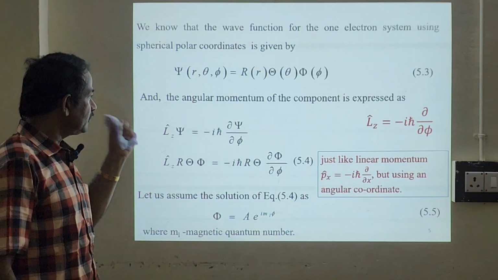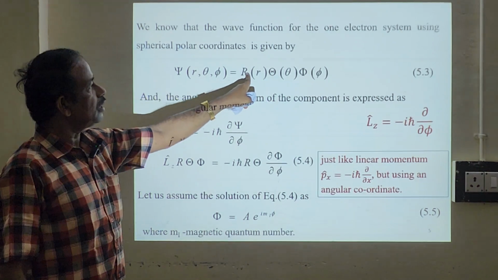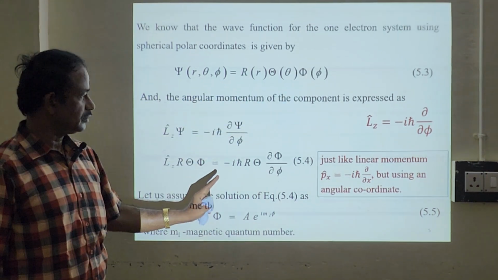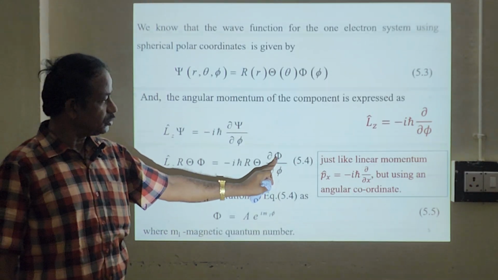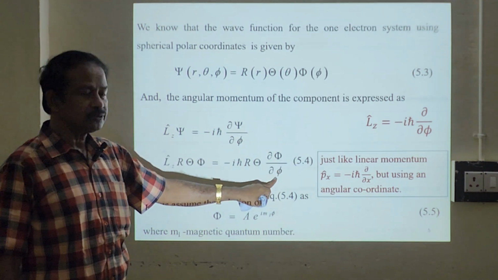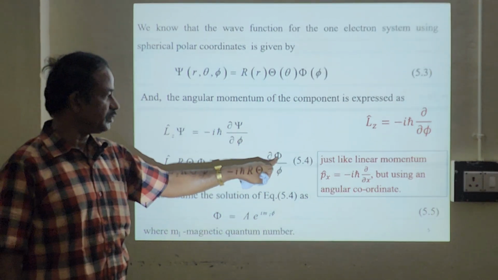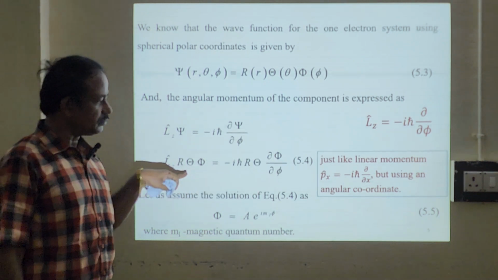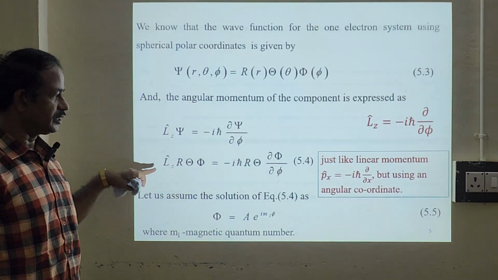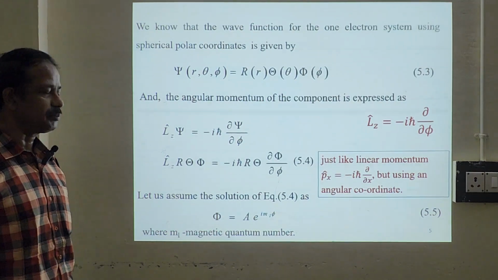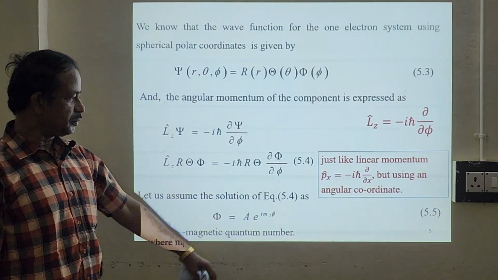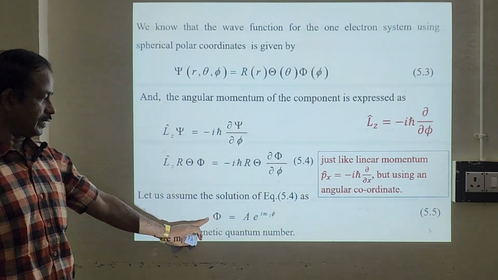I repeat. Instead of psi, you substitute r theta phi on both sides. You are going to substitute r theta phi here, but it depends only on phi, so you can pull r and theta out. So d phi by d phi. The solution of this equation 5.4 is given by phi equals a e power i ml phi. We are going to assume this, and also we are going to derive it later.